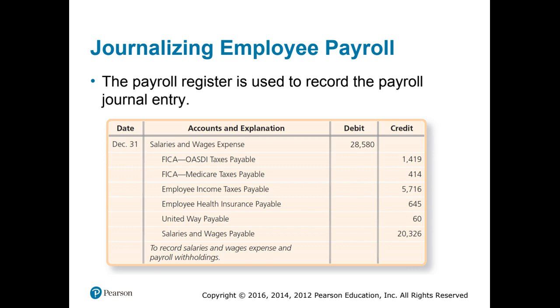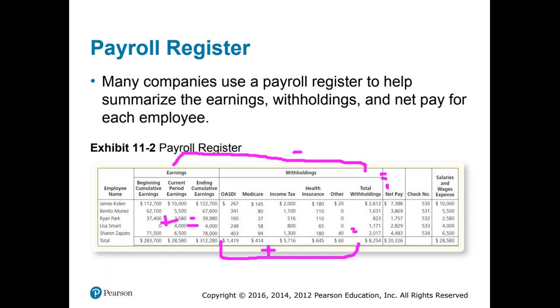And just to show you where we got this number, I'm going to go back to that other slide real quick. If you look down here in the bottom, we have the $28,580. This is our total salaries and wages expense for the current period. So we see it's also right here. Okay, and these numbers should tie. Current period earnings, salaries and wages expense. They should equal the same. This is the number that we are going to put in our journal entry.